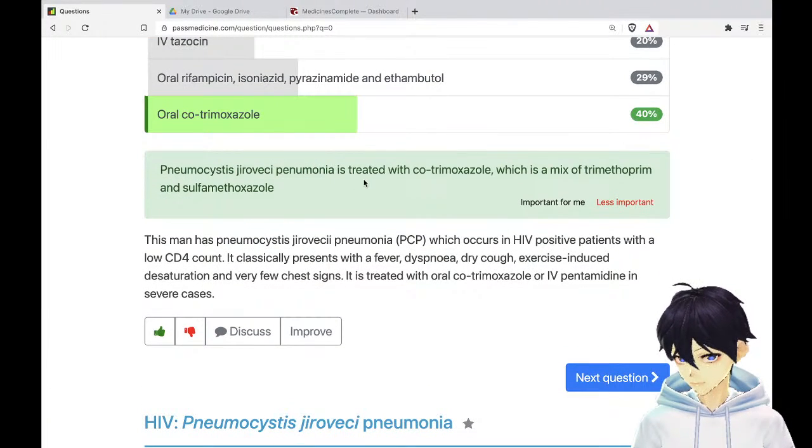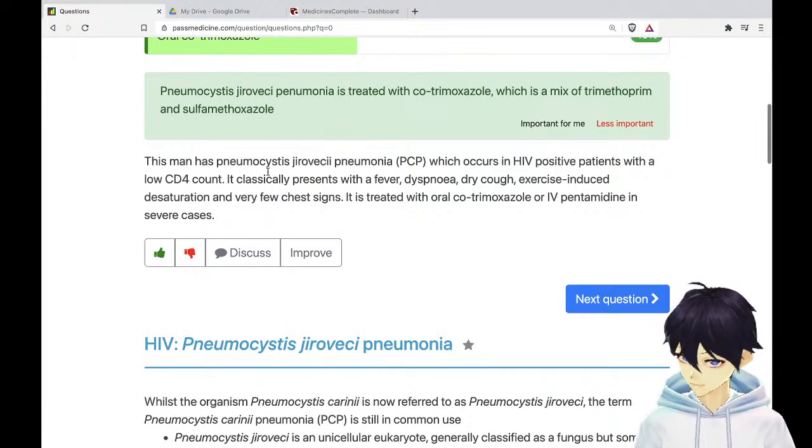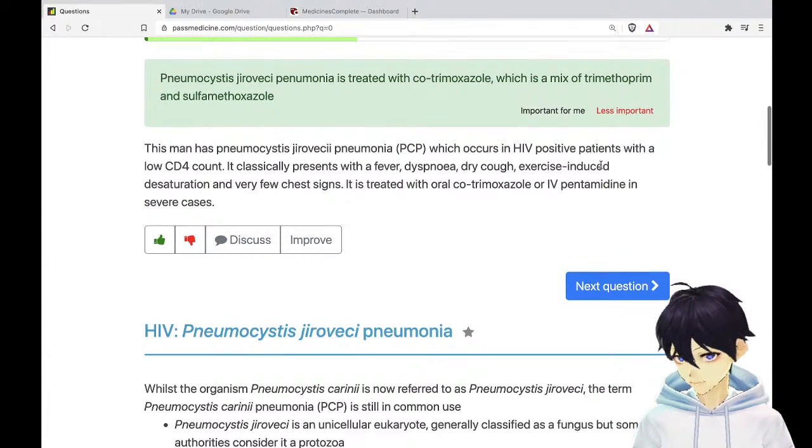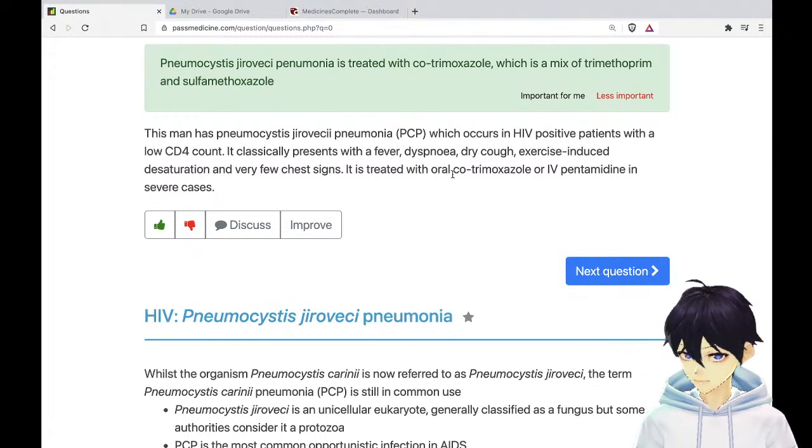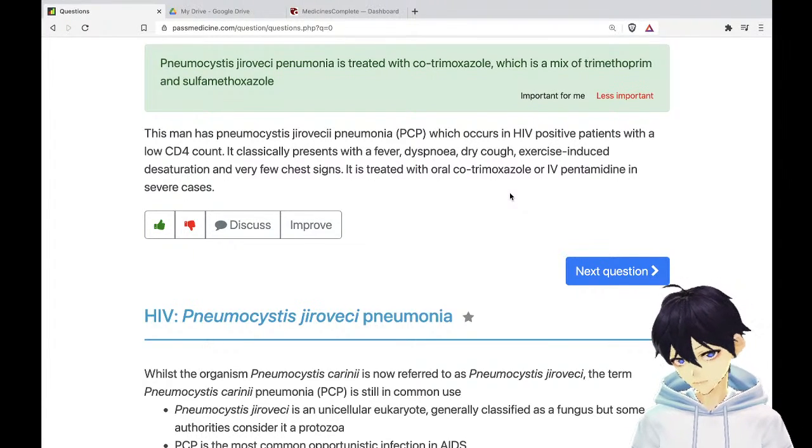Pneumocystis jirovecii pneumonia is treated with cotrimoxazole, which is a mix of trimethoprim and sulfamethoxazole. The man has pneumocystis jirovecii pneumonia, PCP, which occurs in HIV-positive patients with a low CD4 count. It classically presents with a fever, dyspnea, dry cough, exercise-induced desaturation, and very few chest signs. It's treated with oral cotrimoxazole or IV pentamidine in severe cases.